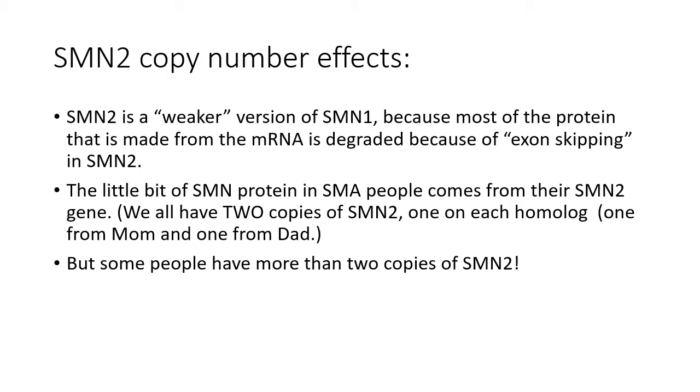Okay, so SMN2 is a weaker version of SMN1, because even though you do produce protein from it at some level, the mRNA gets degraded because of exon skipping in SMN2, which we'll get to in a second. So a little bit of SMN protein in SMA people comes from their SMN2. We do have some copies of it, and some protein is produced, but not enough to make up for the absence of SMN1 because of this exon skipping problem.